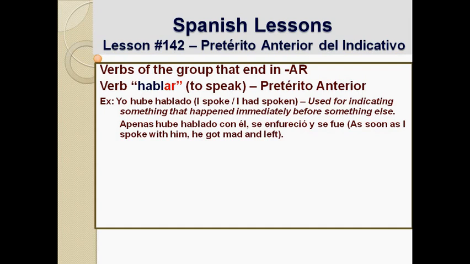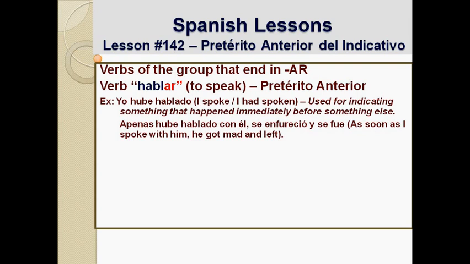Okay, this sentence can be divided in two parts, or two different moments, right, in the past. First let's translate it into English. This means, as soon as I spoke with him, he got mad and left, right? We can divide this into two moments in the past. As soon as I spoke with him, and the other moment is, he got mad and left. And we see that although both are things that happened in the past, one happened immediately before the other one, right? But immediately before, not much before.